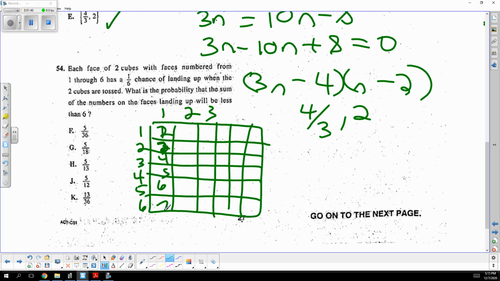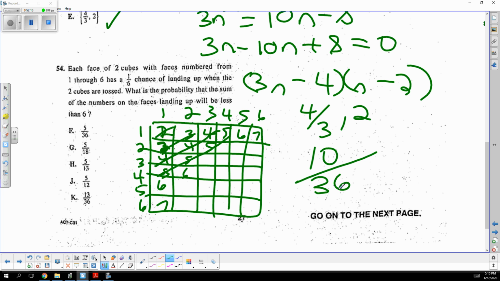So less than 6 are only going to give you these right here. So 4 and 1 makes 5, and 3 and 2 make 5. These are the only ones that are going to be less than 6. 1, 2, 3, 4, 5, 6, 7, 8, 9, 10 rolls. So it's 10 out of 36. So it's going to be 5 out of 18. Less than, so the 6th roll is not allowed in the counting.